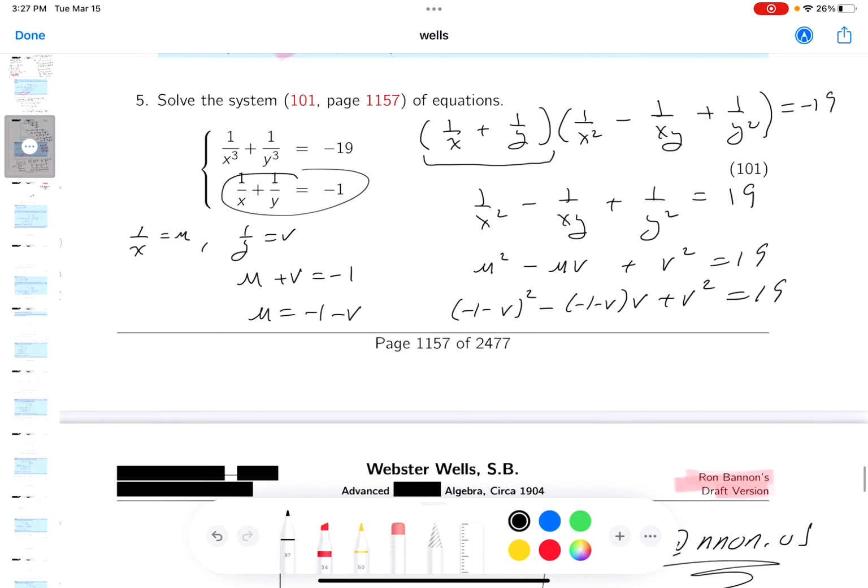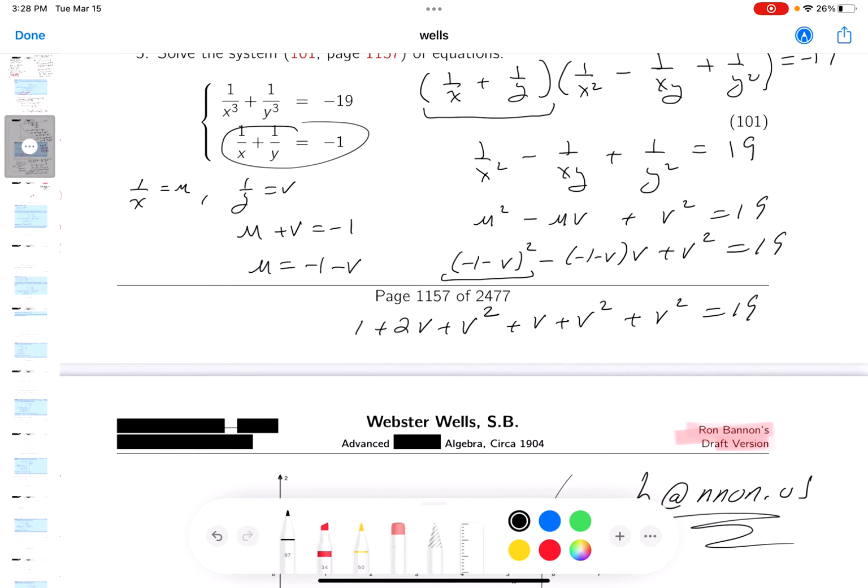All right, let's do it. Let's do this guy first. This is going to be what? 1 plus 2v plus v squared. Next one's going to be what? Plus v squared. Now we get plus v squared, that third term at 19. Let's see if we can do that. And I get 3v squared. 1, 2, 3. I have 3 v's. 2 and 1 is 3. And then I get minus 18.